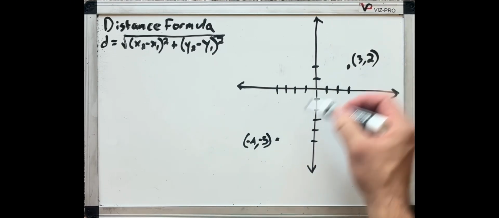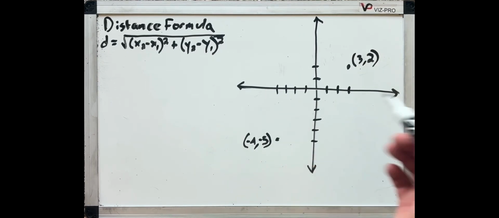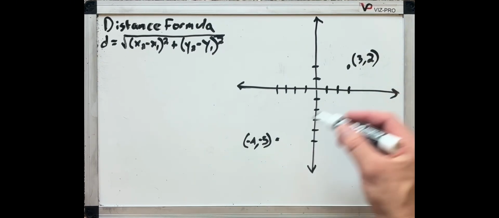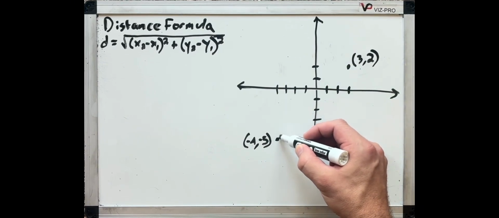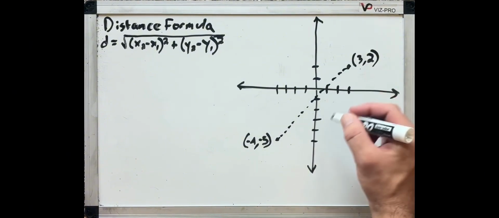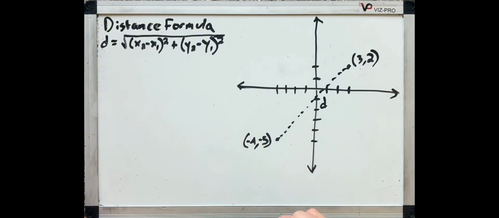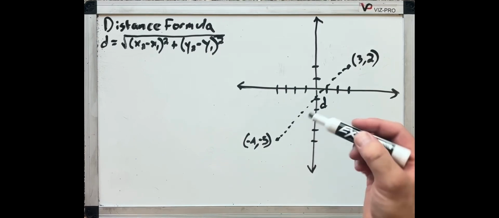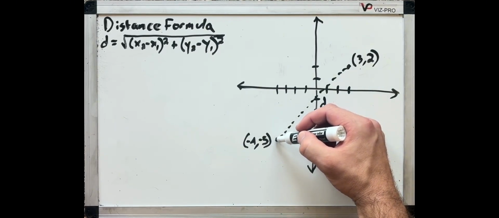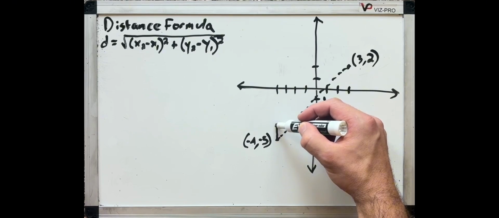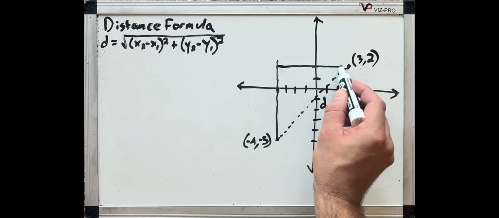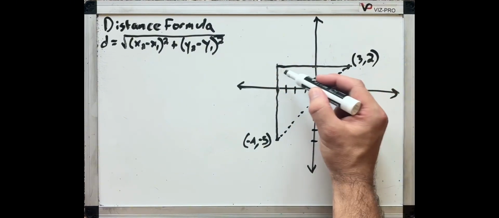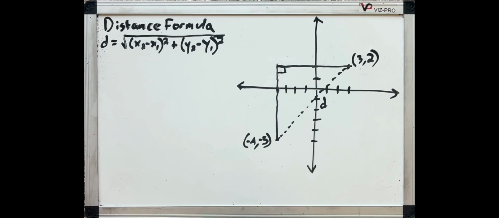Okay, so we want to find the distance between these 2 points. Remember, the shortest distance between any 2 points is a straight line, right? So it's actually the line segment between these 2 points. We want to calculate this distance, d, but in order to do that, we're going to use the Pythagorean theorem, a squared plus b squared equals c squared. So we're going to create a right triangle. This distance formula comes from the Pythagorean theorem.